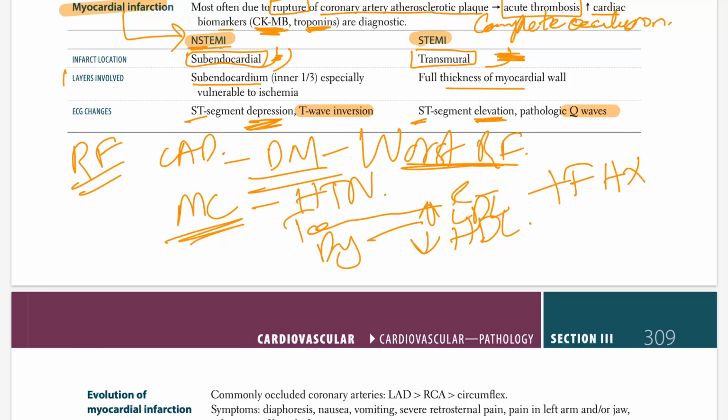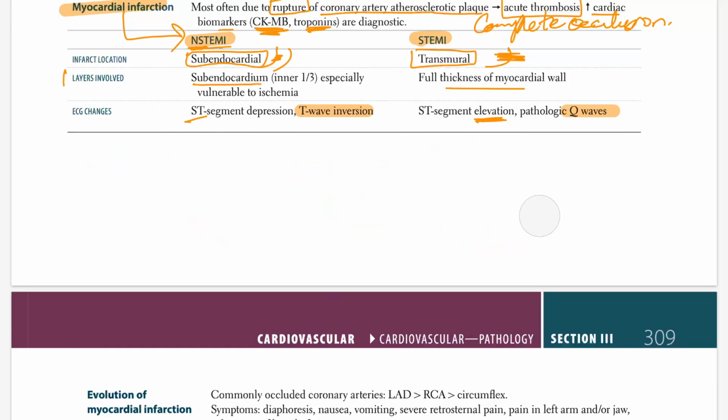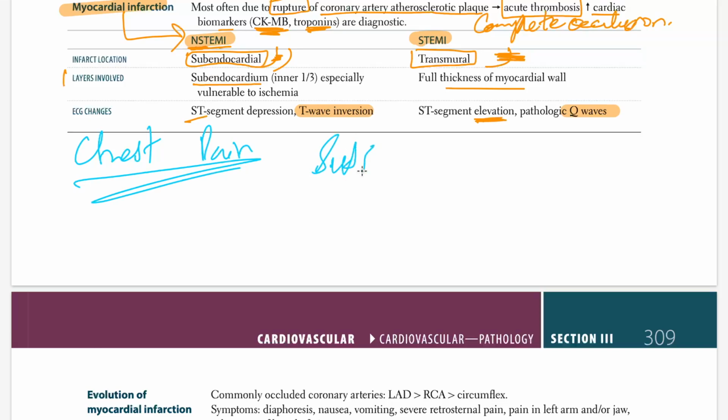Okay, so these are all the risk factors for coronary artery disease. Now, what is the presentation of MI? The patient will come with chest pain. Chest pain could be due to a lot of things, right? So it is going to be specifically substernal, dull, sore type chest pain.